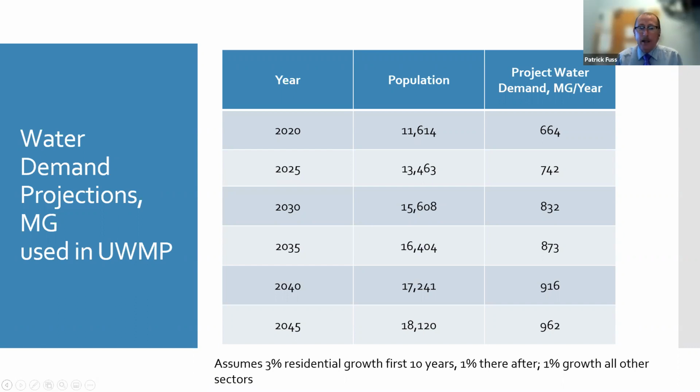So our current population is hovering just over 11,500 people. And our current water demands, at least for 2020, was 664 million gallons. And if we escalate that out to 2045, a 25-year period, population would increase to just over 18,000 people, and projections would be around 962 million gallons. The next slide, please.